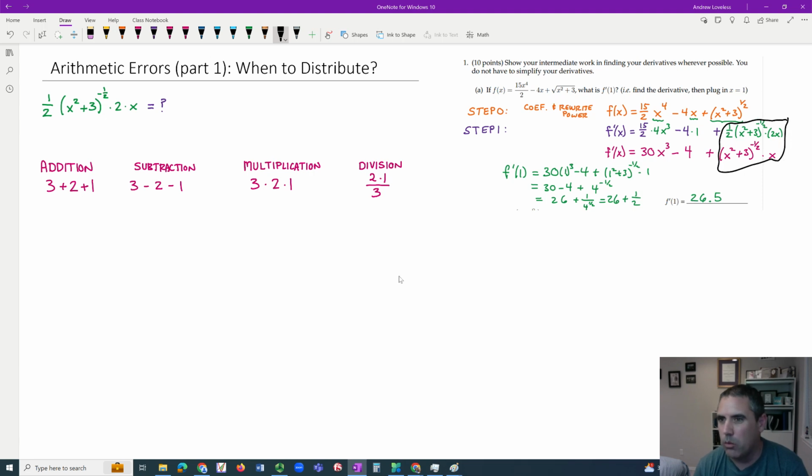They said, how in the world are you allowed to distribute the 1/2 only to the 2? That was their question. How can you only distribute here? Why didn't you distribute in here? Or why didn't you distribute it to the x? That was the question. And that highlights this thing I'm going to do. So we'll come back to that in a second.